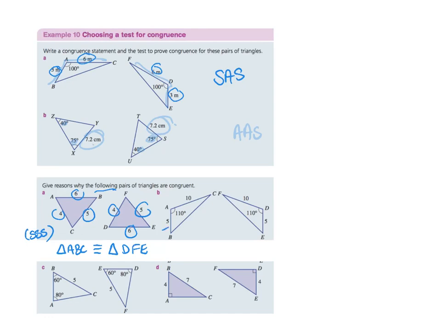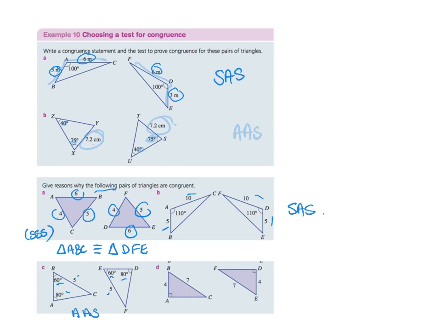All right. What about this one? We've got two sides and the included angle. So which one do we write for that? SAS. Yep, too easy. All right, down here, what would this one be? What rule? We've got two angles and a side that's the same. So it is angle, angle, side.